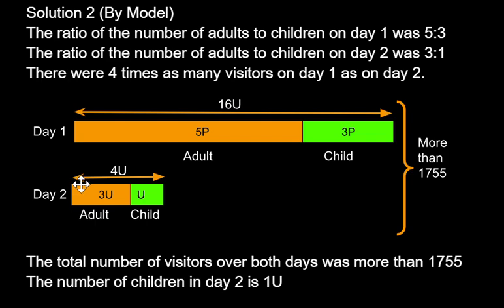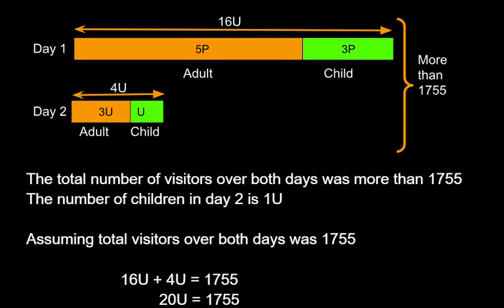We know that day 2 adds up to 4U. We also know that day 1 is 4 times day 2. So if this is 4U, this has to be 16U. And we know the total visitors must be more than 1755 for both days. So this is how the model looks like. From there, we can now solve the question. We want to find the smallest number of children in day 2, so we need to find what U is.